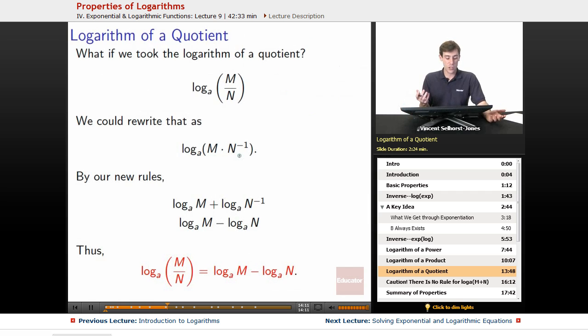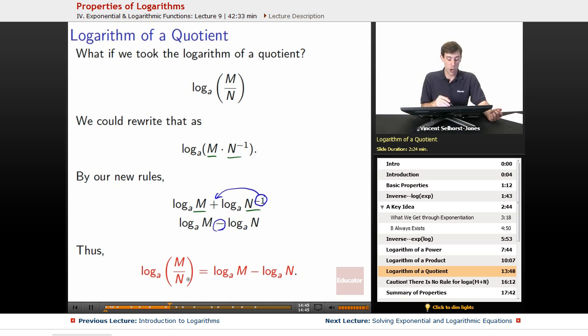From the rule that we just saw, the splitting of products, we can break this up. Here's the M, so we have log a of M, and here's the N to the negative 1, so we have log a of N to the negative 1. And then we also have our rule that we can bring down exponents, right? Log of x to the n becomes n times log of x. So we bring this down in front. Since we're bringing down a negative 1, it just becomes a minus sign. So we've got log a of M minus log a of N. Great, big M, big N.